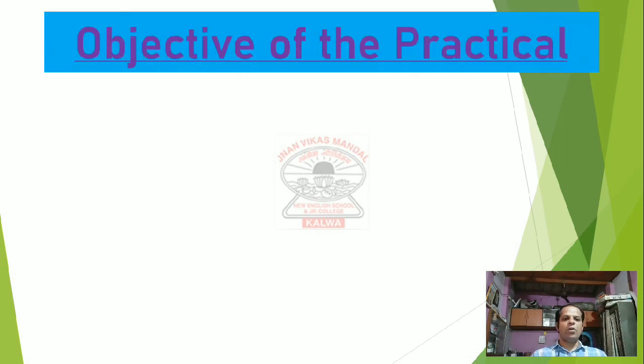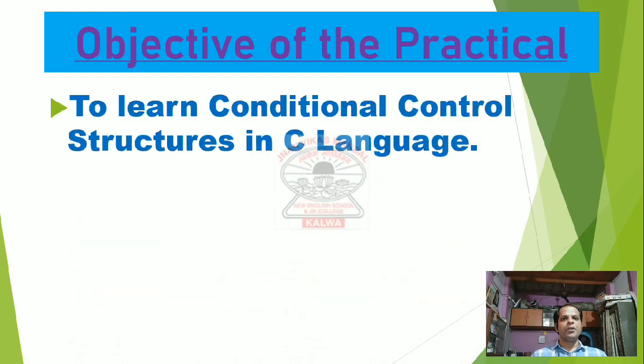Now, the objective of today's practical is to learn conditional control structures in C language. What are conditional control structures in C language? These structures are used whenever we want to take some decisions to run the statements. It is not necessary to run all the statements in the C language. Sometimes we require that certain statements should be executed only when the condition is true or false. So based on certain conditions we will take decisions, and for taking these decisions we require the conditional control structures.